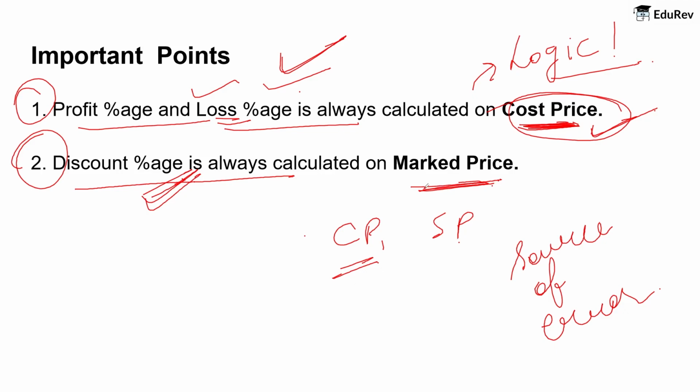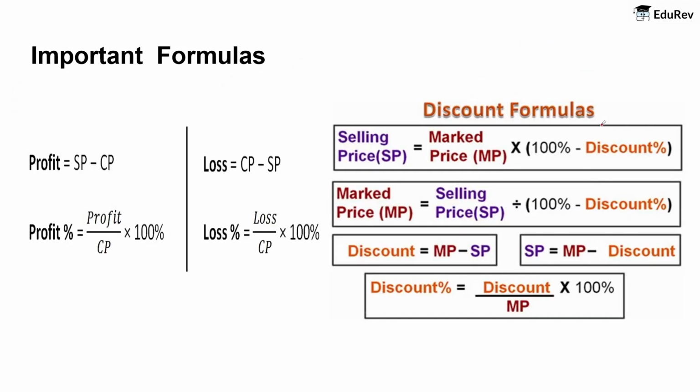And if you talk about discount percentage, it is something that you are giving to the customer. So what customer knows is only the MRP. Customer doesn't know the cost price. Customer only knows the MRP. So if you give a 10% discount to the customer, you will give that on mark price. You will never give that on cost price.